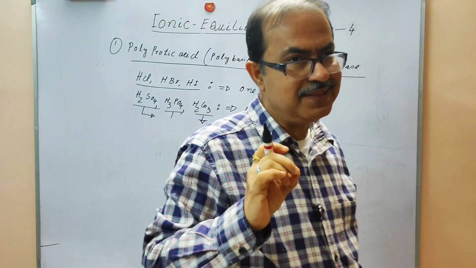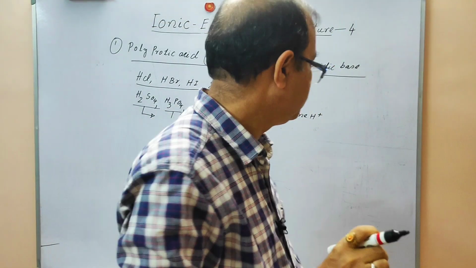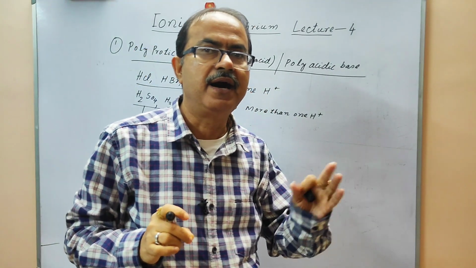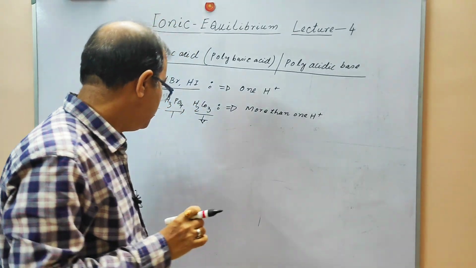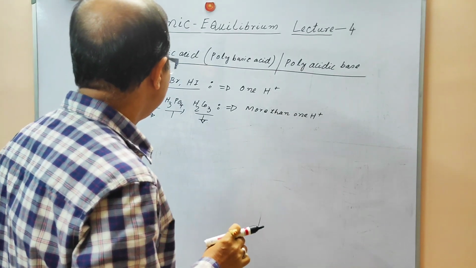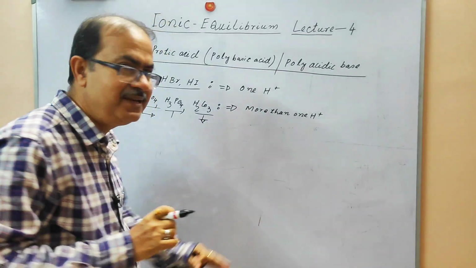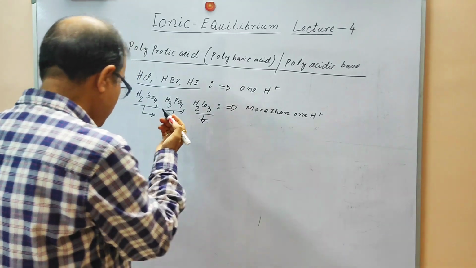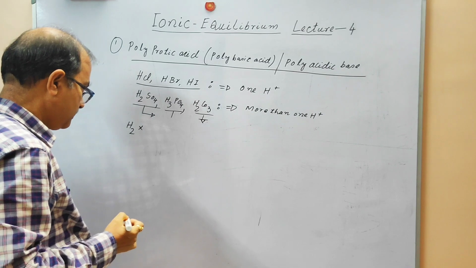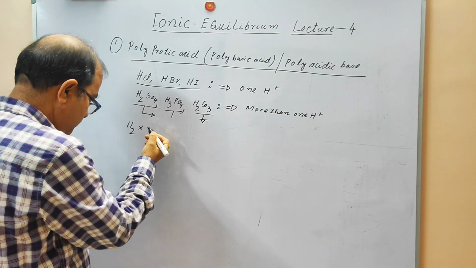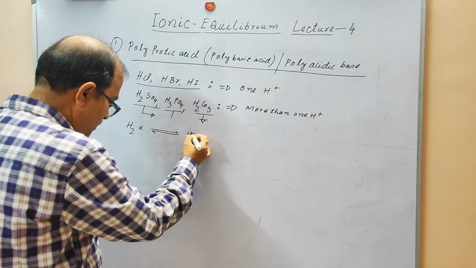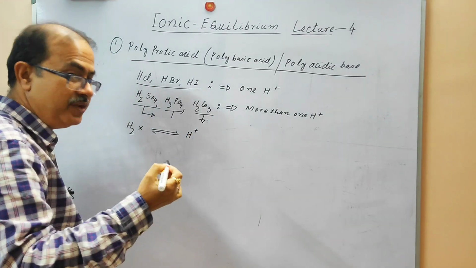So what will be the difference between these and HCl, HBr, where you get 1 hydrogen atom? Basically, you will see in these acids they will produce the 2 hydrogen atoms in steps. So let us take one general polyprotic acid, a diprotic acid, H2X. When it ionizes in aqueous solution, it will produce the 2 H plus ions in steps.